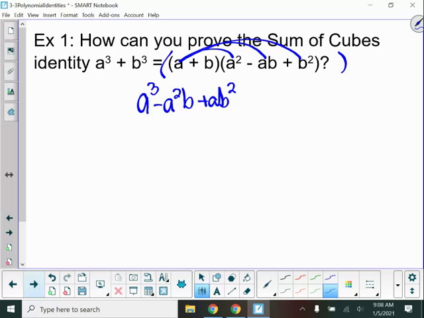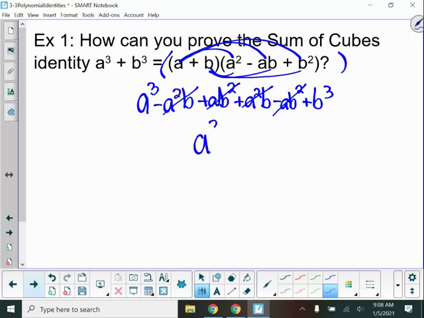And then we're going to multiply the b by all three of those things. So that's going to be plus a squared b, minus ab squared, and then plus b cubed. And then when we go through and combine like terms, I have a minus a squared b and a plus a squared b, a plus ab squared and a minus ab squared, and I end up with a cubed plus b cubed. So that verifies our identity, it proves it, everything checks out, we know that that is correct.